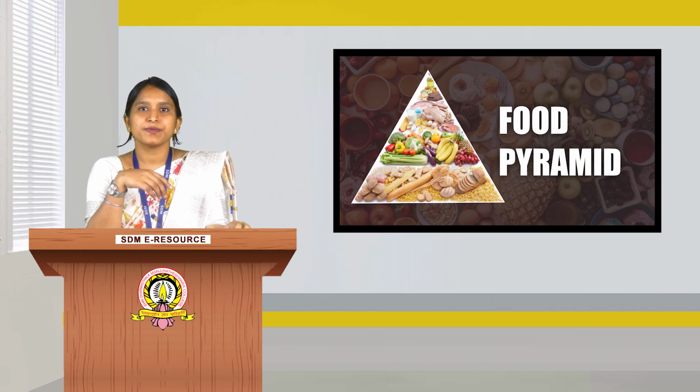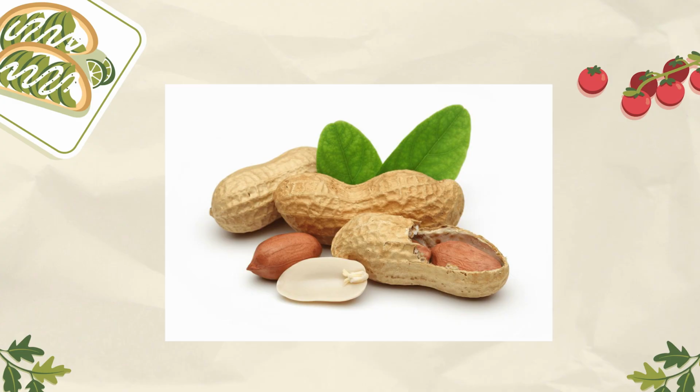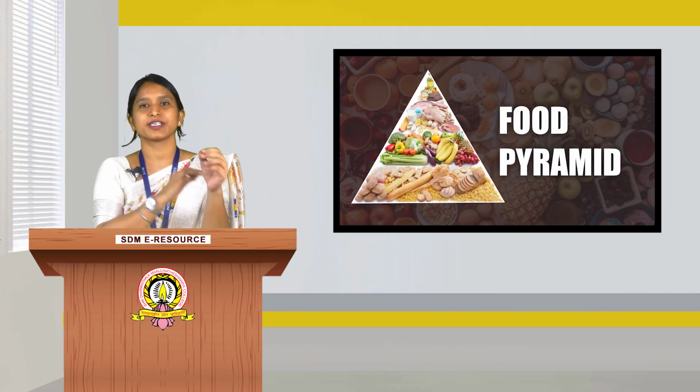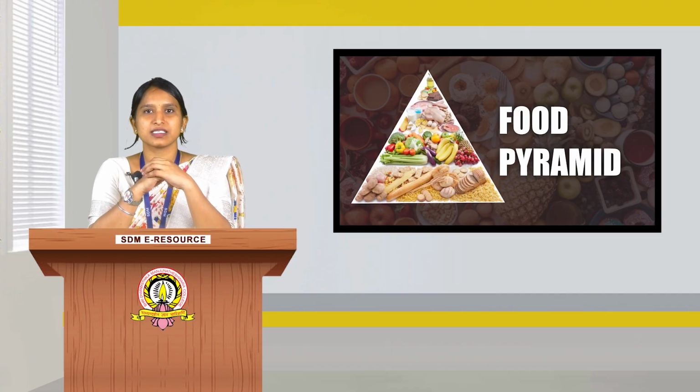So, shall we move on to the next level of the pyramid? Before that, students, can you tell me what this is? Can you identify this food? Very good. It's a groundnut, shenga or kadalekai, as we call it in Kannada. Okay students, let's move on to the next level of the pyramid. That is nothing but the vegetables and the fruits.